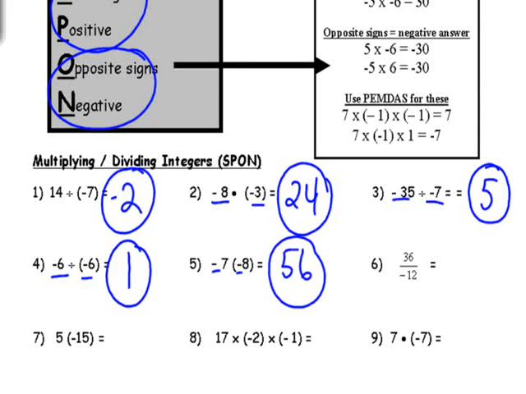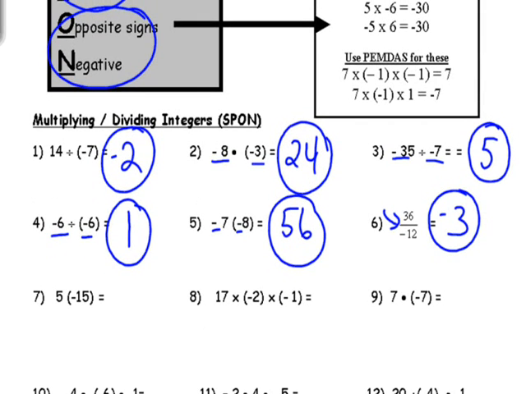Next, I'm just going to ignore the signs. I'm going to do 36 divided by 12, because remember, this is a division symbol. 36 divided by 12 is 3. Signs are opposites. We have a positive and a negative. And since they're opposite signs, it's negative 3.